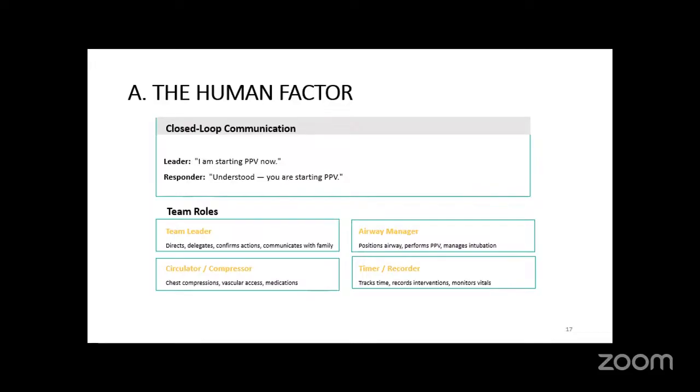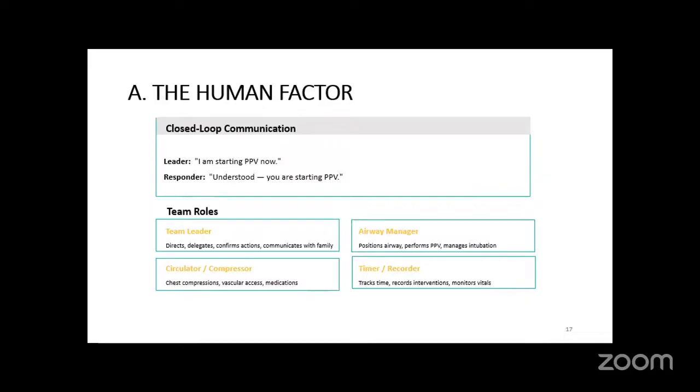Firstly, we have the team leader who directs, who delegates, who confirms actions, and equally communicates with the family at the end. We have the airway manager. His role is to position the airway because he's the one performing the positive pressure ventilation and he's the one to manage intubation if need be. We have the circulator or the compressor. He's the person who does the chest compressions and is equally responsible for vascular access and for the administration of medication. Lastly, we have the time recorder.